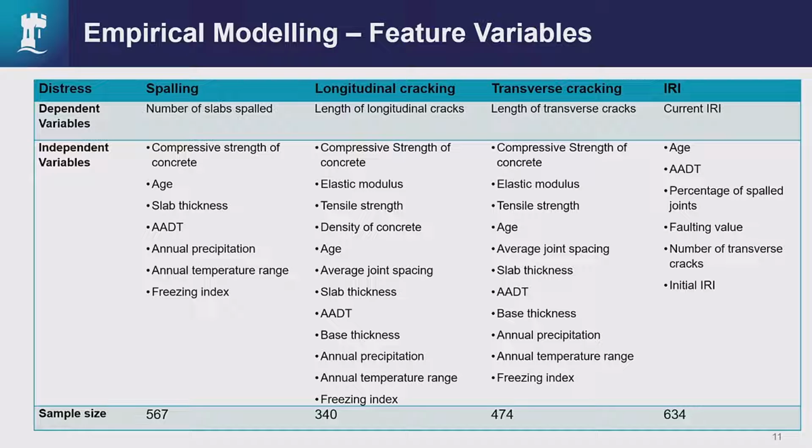So basically, we get how many slabs are spalled, or what will be the length of longitudinal cracking or length of transverse cracking, or what will be the current IRI, or at least the future IRI. So these are my dependent variables, or these are my predictors.